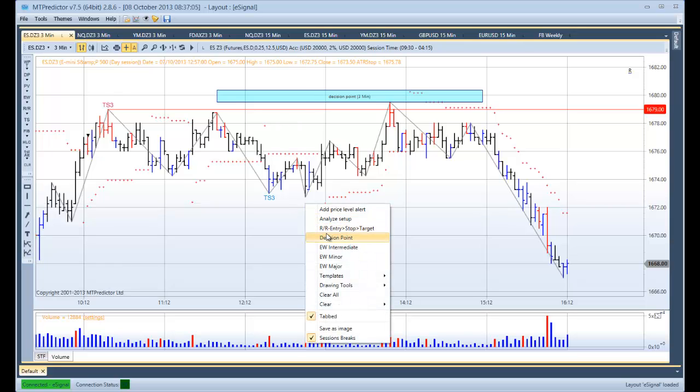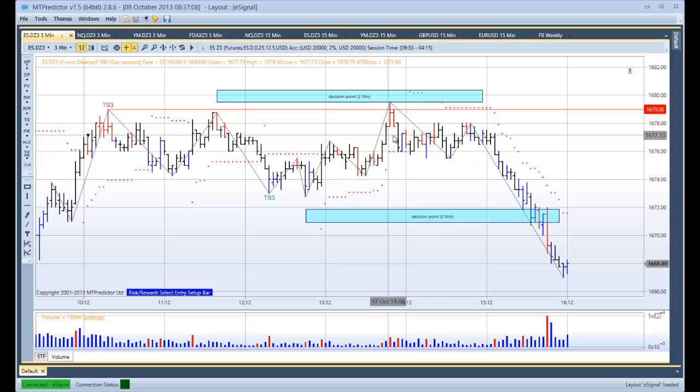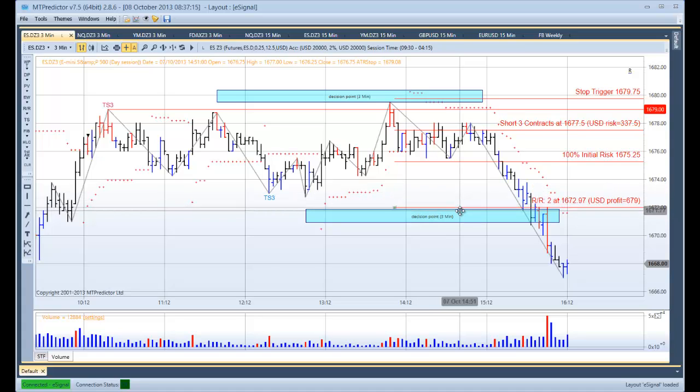So let's place a DP on here. So this would be your target. So let's place a trade setup in and around this bar here with your stop just above there. Drag that down to the DP target. There was a potential 2.4R profit at this target here, so it was a good trade to take.